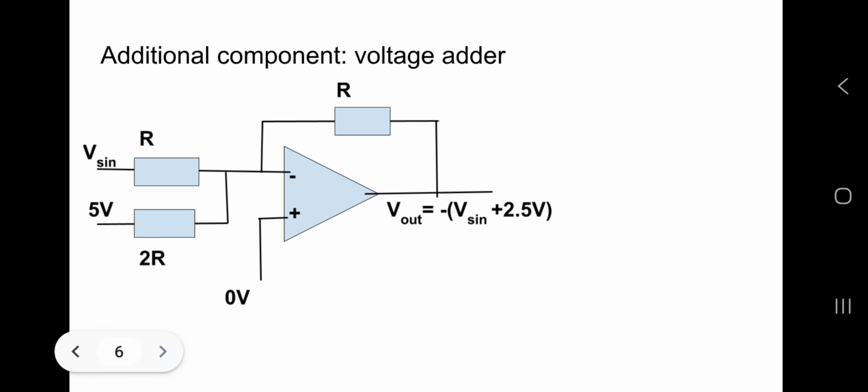I added a voltage adder component, which, as we can see, our V out is equal to negative V sine plus 2.5 volts. That plus 2.5 volts shifts our possible outputs from 0 to a peak of 2.5. This means we now have a possible range of 2.5 to minus 2.5 volts, which, if used correctly, would allow us to create a wave.